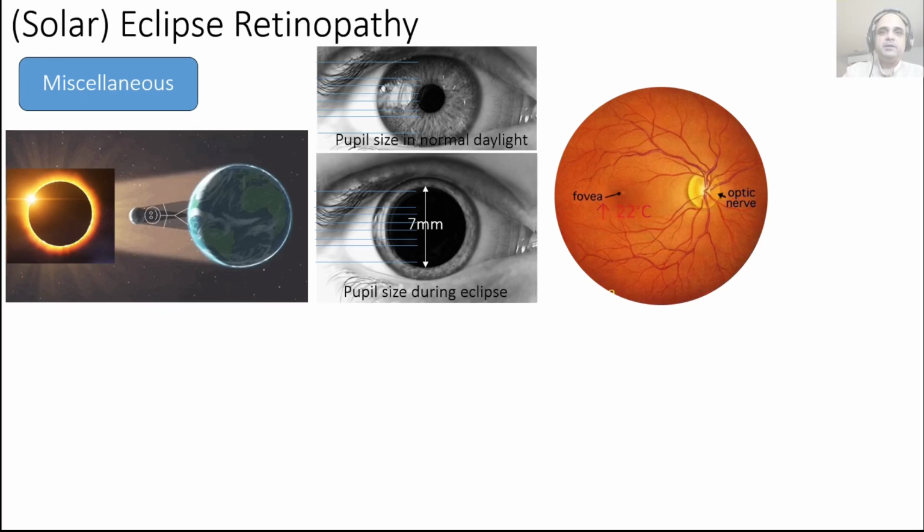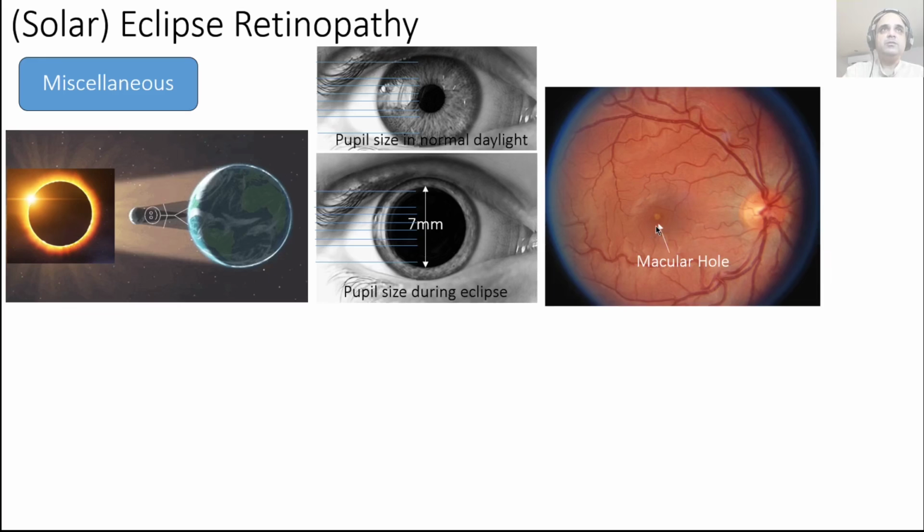So within that period of time, your fovea will literally fry out, and you will end up with something called a macular hole, because all that radiation focusing in, your eye is acting like a magnifying glass, and all that radiation is focusing on the fovea and is frying it out. And simply the reason here is a dilated pupil.